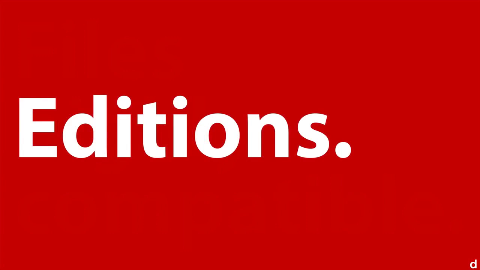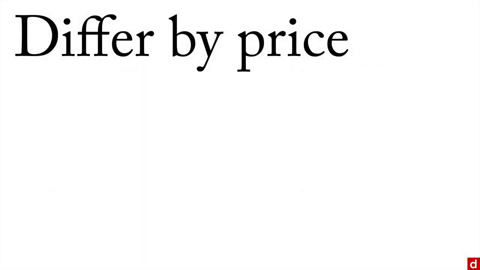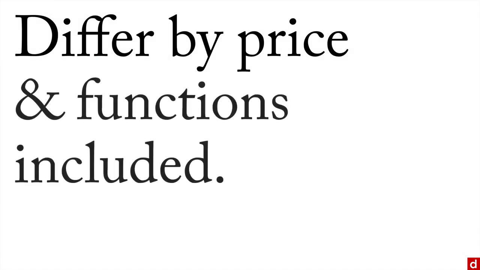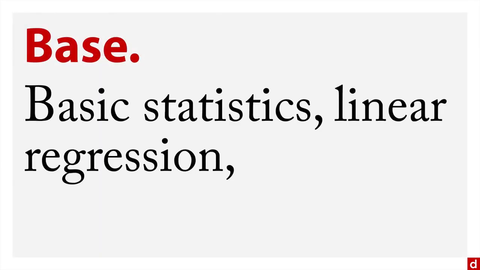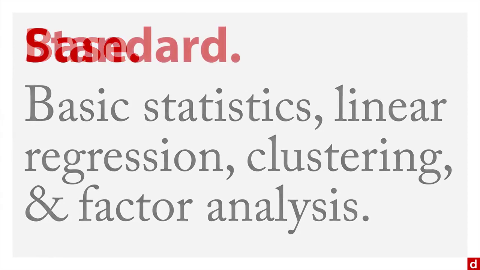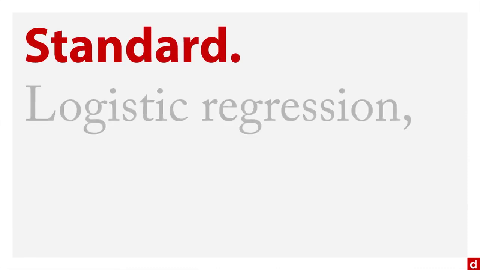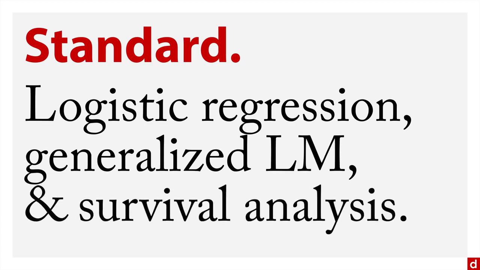Now, we also need to talk about editions of SPSS. And there are a few major choices here. There's the base edition, the standard edition, the professional edition, and the premium edition. And they differ by price, and they differ by the functions that are included with each edition. So for example, in base, you get basic statistics, you get linear regression, you get clustering and factor analysis. On the other hand, standard adds on to that logistic regression, generalized linear models, and survival analysis.